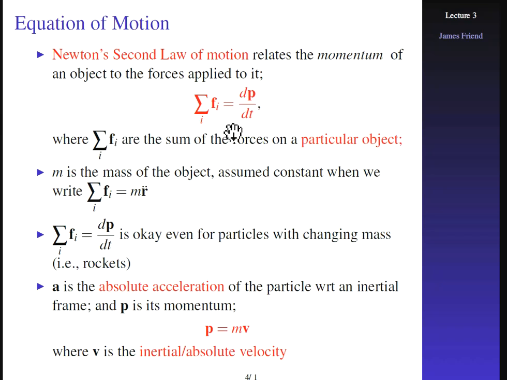Right? And again, this sum of the forces is equal to the summation over i of the vector F sub i on a particular object. So one of the objects. Later on we'll talk about several objects and we'll have to change this a bit. In any case, m is the mass of the object, assumed constant.